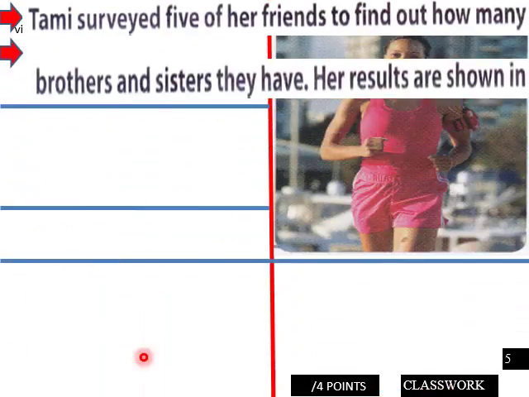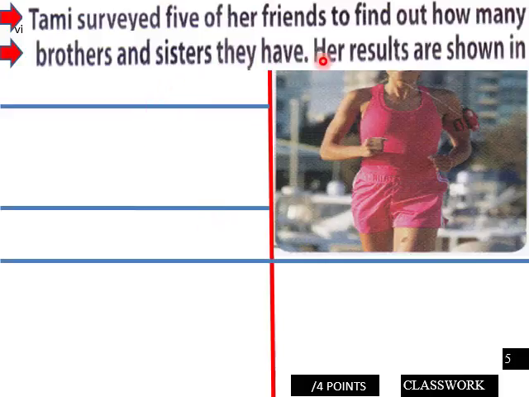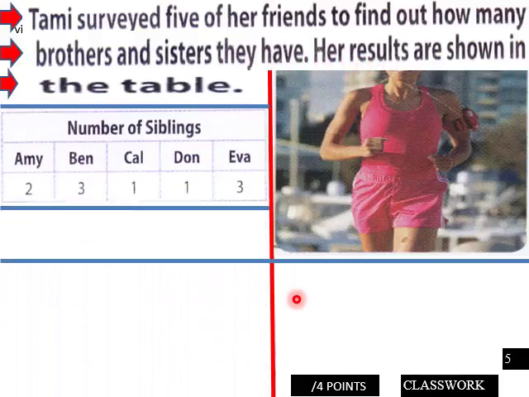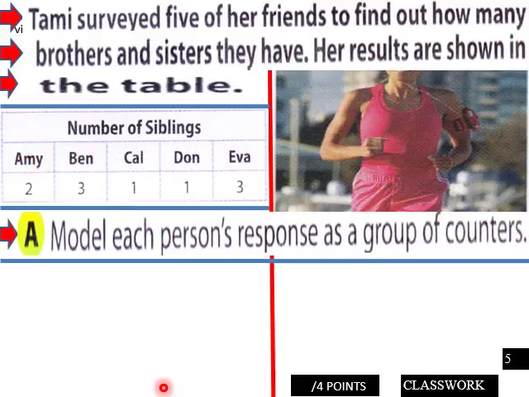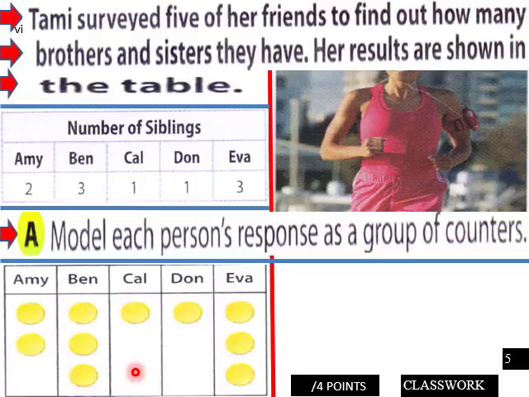Tammy surveyed 5 of her friends to find out how many brothers and sisters they have. Her results are shown in the table here, the number of siblings for her friends. Model each person's response as a group of counters. Okay. So here we go. Amy has 2, Ben has 3, Cal, Don, and Ava. So right here is a visualization of this data set here. This kind of makes more sense to a lot of people.